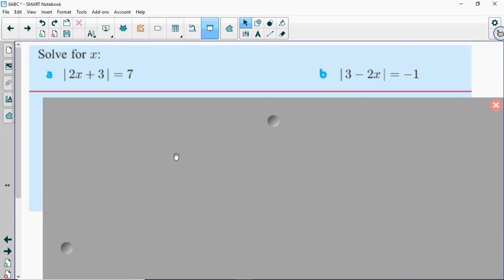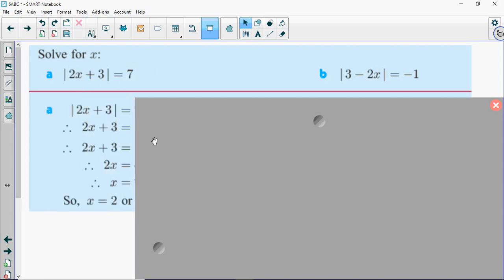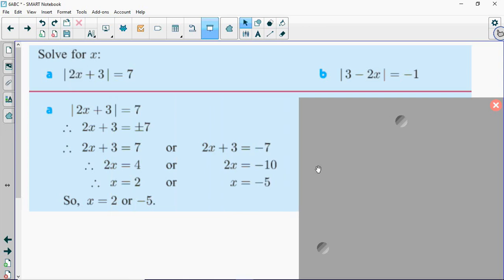So something like this, you probably learn to solve this by saying, oh, well, 2x plus 3 equals 7 or negative 7. And then you solve both of those equations, and then you get two answers. Great. And then you should always check both answers in an absolute value equation, by the way, because they might not both work out. In this case, they do.